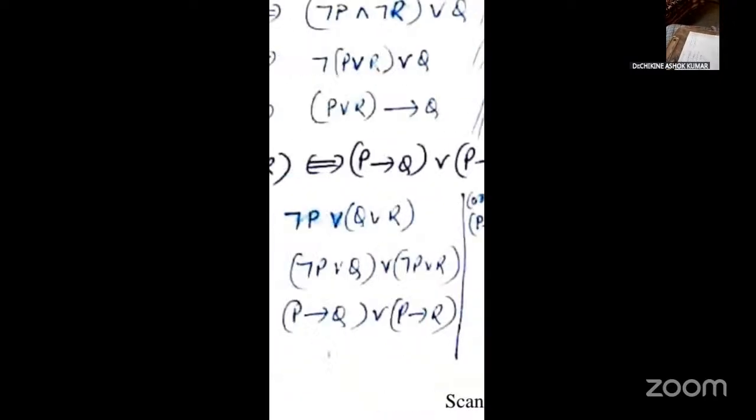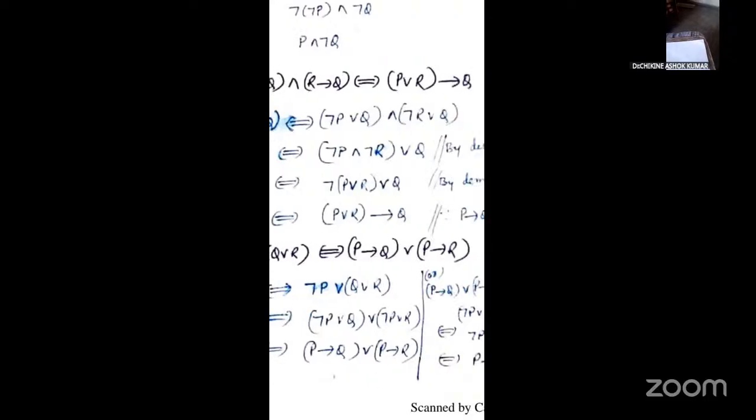P implies Q is equivalent to what? P implies Q is equivalent to negation P union Q. Okay. Whatever it may be in the place of P, depending on the question, or in the place of Q, every time use P implies Q equal to negation P union Q. Again, in this result also, I am going to use this principle.